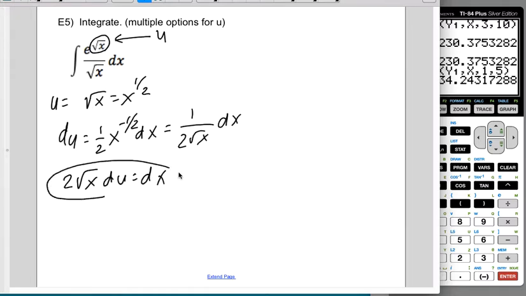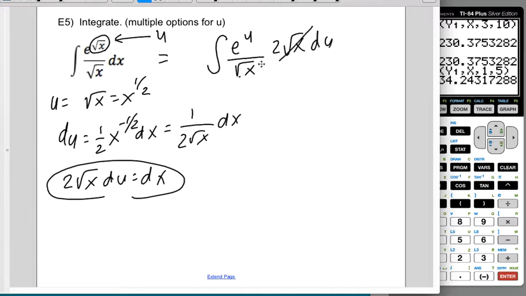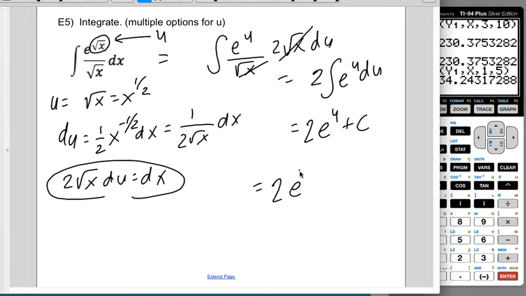So I'm going to plug this in, and what's going to happen is that root x on the bottom is going to go away. So I have an e to the u over root x times a 2 root x du. Well, the root x's are gone, and I get that this is a 2 times the integral of e to the u du, which is just 2 e to the u plus c, which means I'm going to get 2 e to the root x plus c.